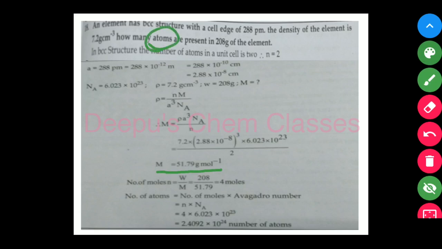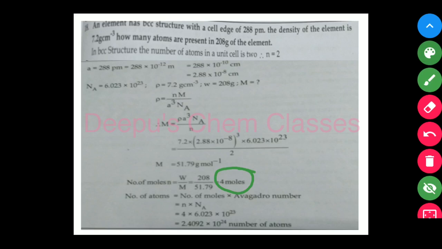We have to find out the number of atoms. How many atoms are present? Isn't it? Our question is the number of atoms. In order to find the number of atoms, we should know the number of moles first. What is the number of moles formula? Number of moles equal to given mass divided by molar mass. That is the formula we are using here. So given mass is 208, molar mass we just found, 51.79. If you simplify this value, you can get 4 moles. So number of moles is equal to 4.